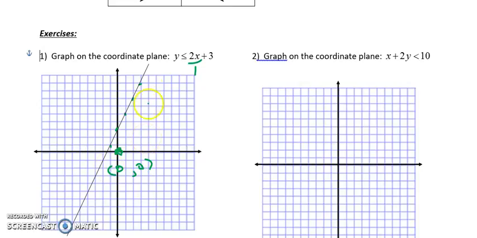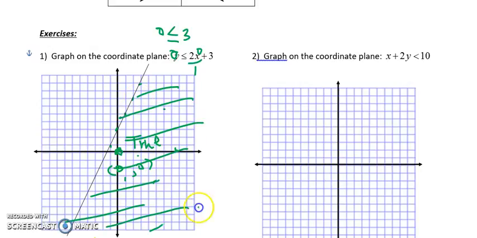So if I plug in 0 for y and x, 0 is less than or equal to 2 times 0 plus 3, which is 3. So 0 is less than 3. That is true, so you're going to say this is part of the answer. Any other points in this same section are going to be true, so you can shade it in. So this side is your answer.